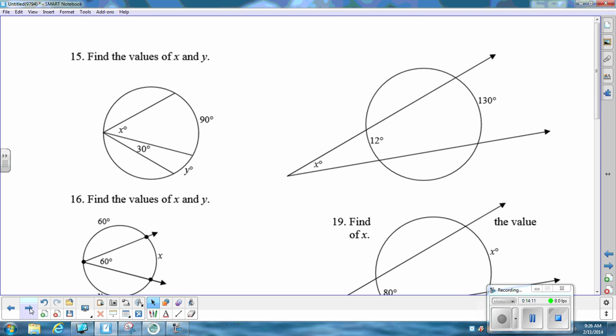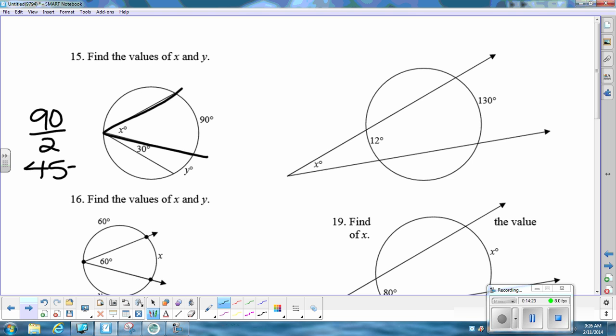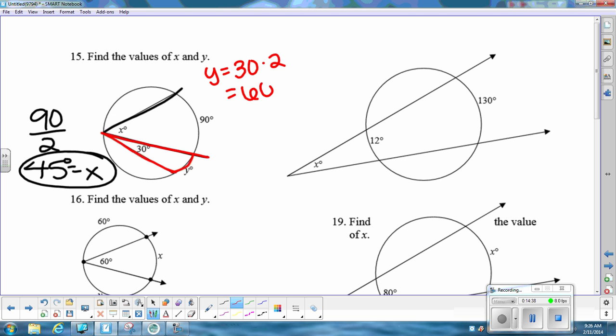Number 15, for angle X, I have an inscribed angle who intercepts a 90 degree arc. So X would be 90 divided by 2. So I get the angle X is 45 degrees. Angle Y is the arc that intercepts a 30 degree angle. So angle Y would be 30 times 2, which is 60 degrees.